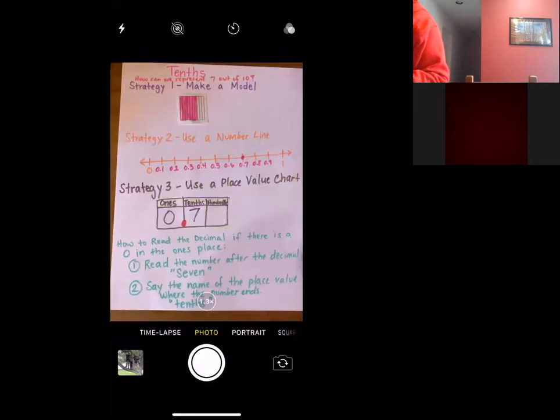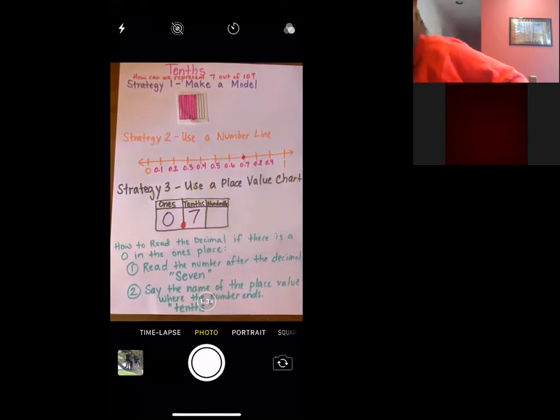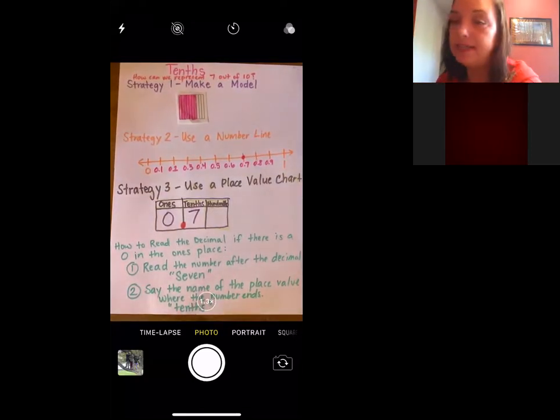All right. So you say the name of the place value where the number ends, which is tenths. So we would say this number 7/10.